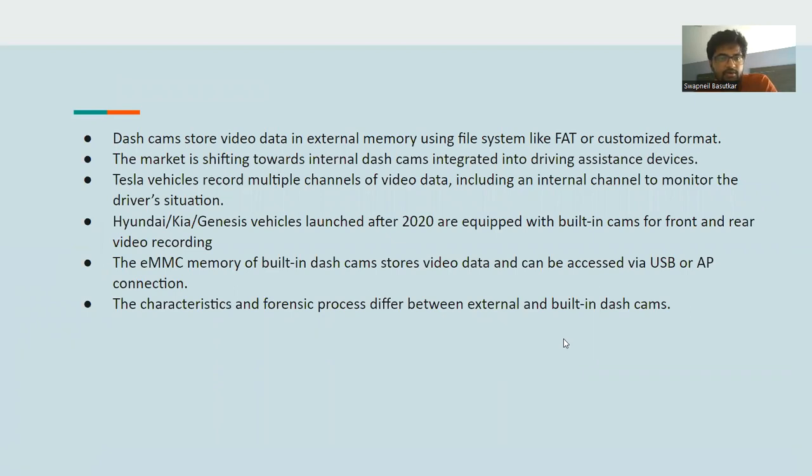Dashcams store video data in external memory using a file system method like FAT or a customized format. The market is shifting towards internal dashcams integrated into driving assistant devices.